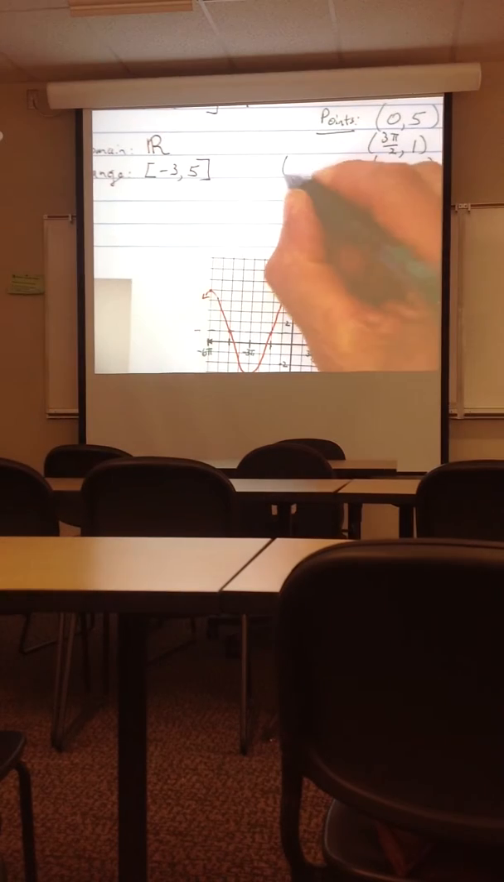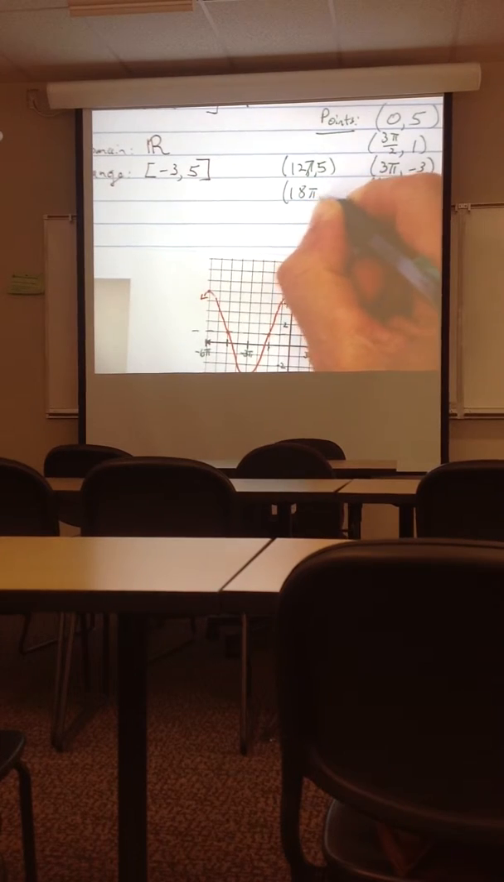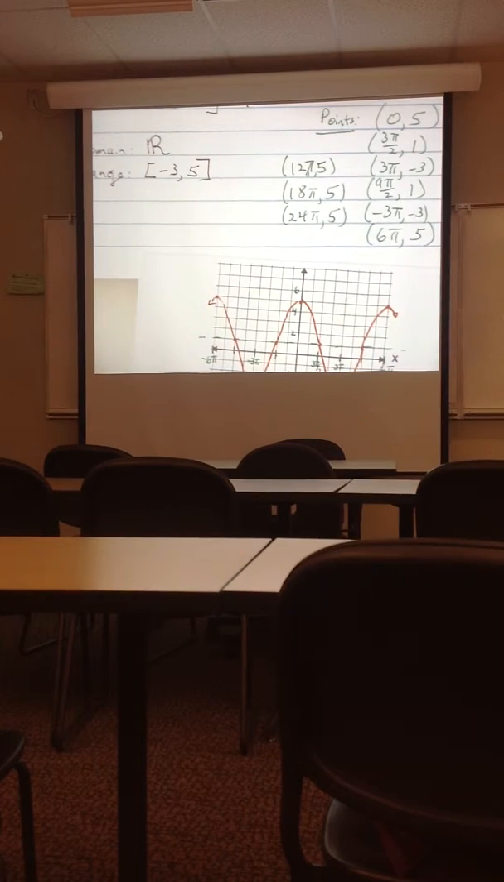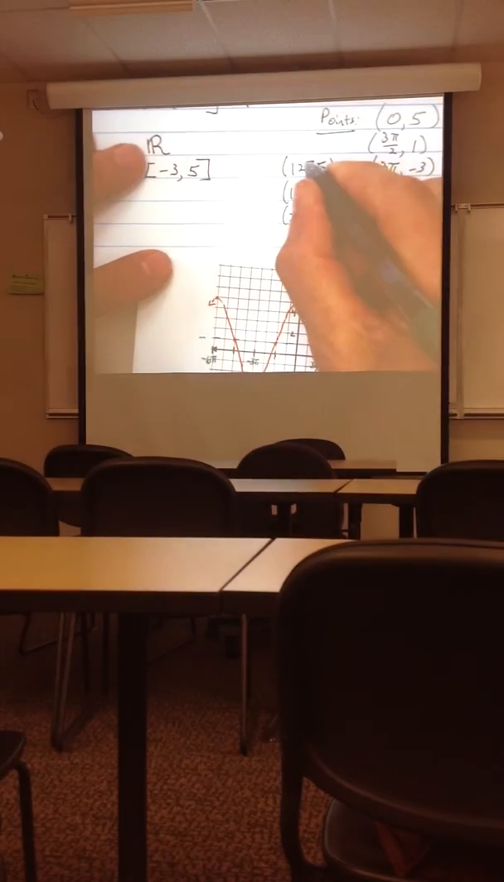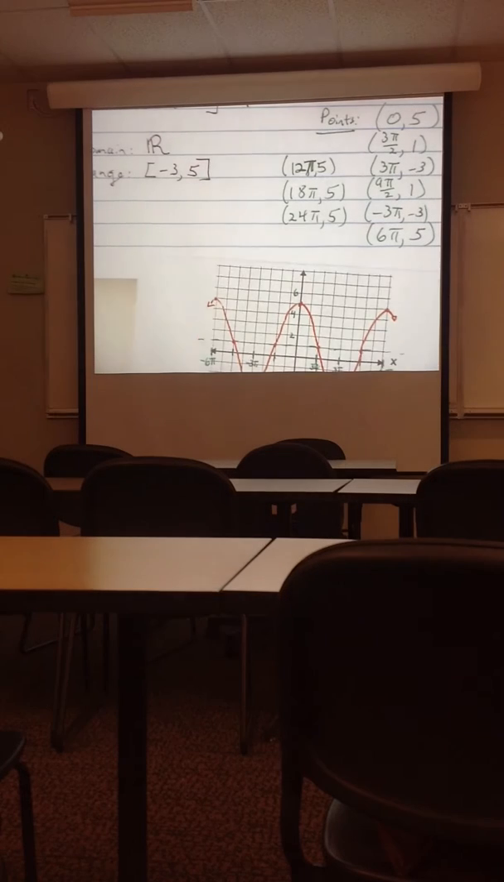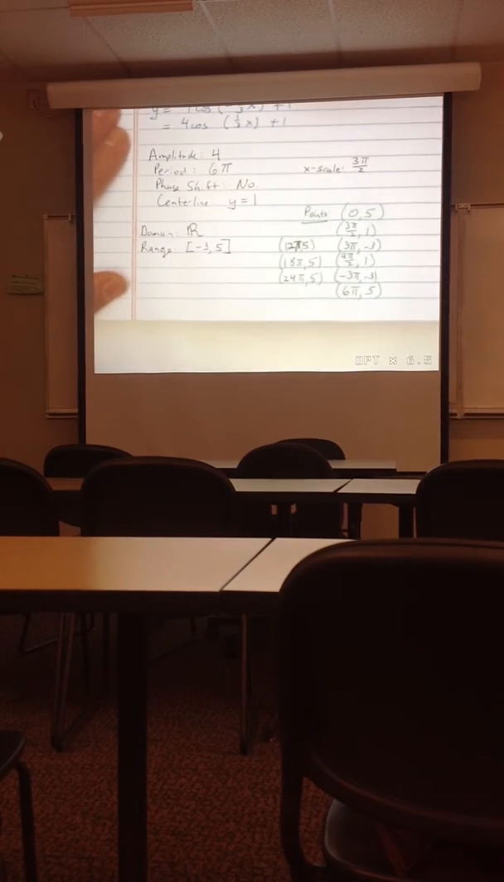Or you could just do like 6 by 5, 12 pi, 5, 18 pi, 5, 24 pi. I'd rather you mix it up though, rather than just keep it that. Questions on the graph or any of the information?